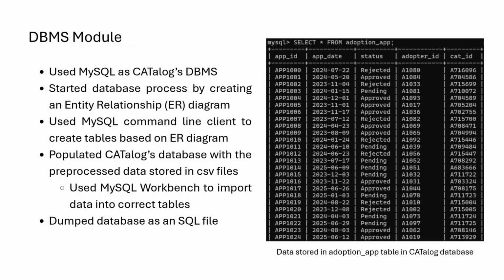We chose to use MySQL as Catalog's database management system. We began the process of creating our database by first making an entity relationship diagram. This allowed us to better visualize how the entities in our future database would interact with one another. We then used the MySQL command line client to create Catalog's tables based on our ER diagram. Next, we used MySQL Workbench to load the CSV files with the preprocessed data into the correct tables. Finally, we dumped the database as a SQL file to allow each team member to access the database.